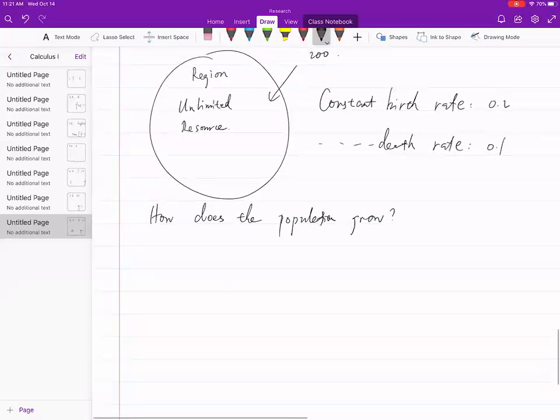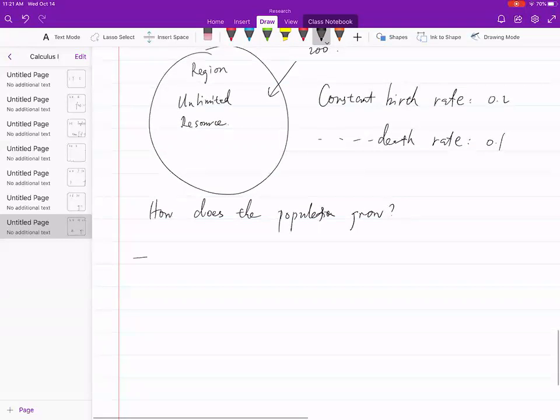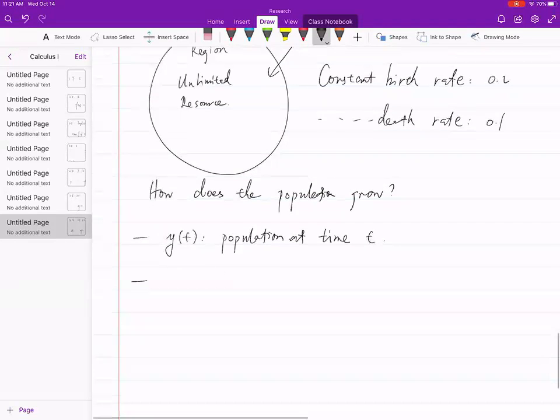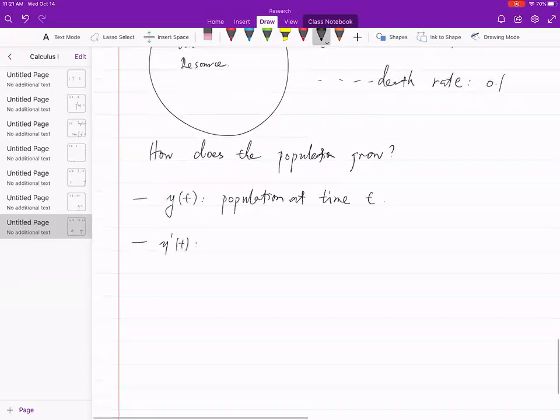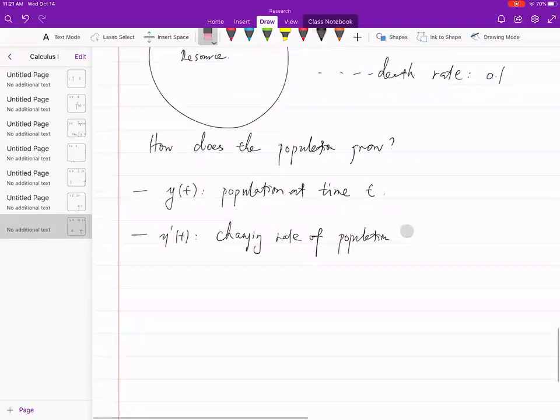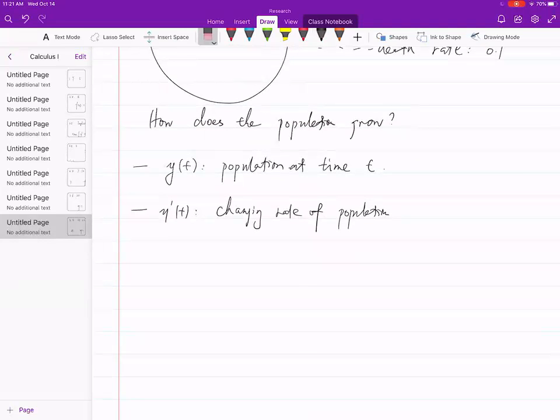With all these assumptions, how can we set up something that we can follow? Well, number one, let's name some variables. Let's take y(t) to be the population at time t. We're hoping this one to be an exponential function. Number two, what is y prime of t? The changing rate of population at time t. Still okay? Number three, things become interesting. What's the changing rate?